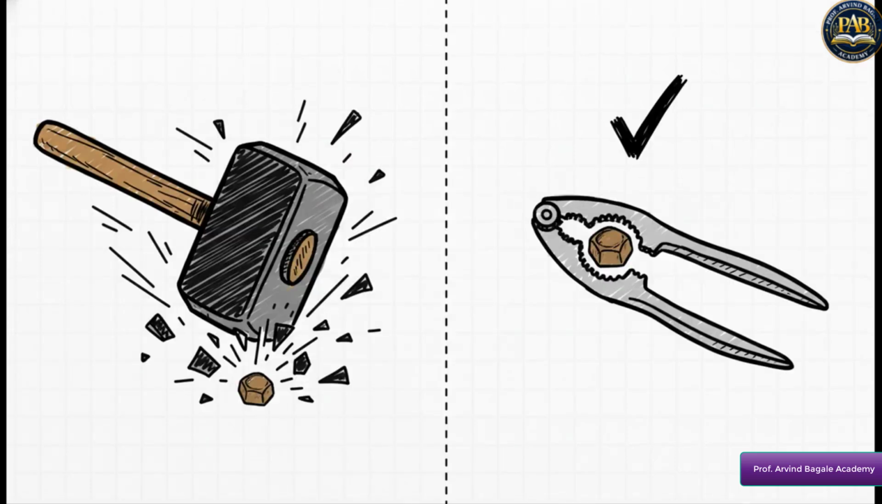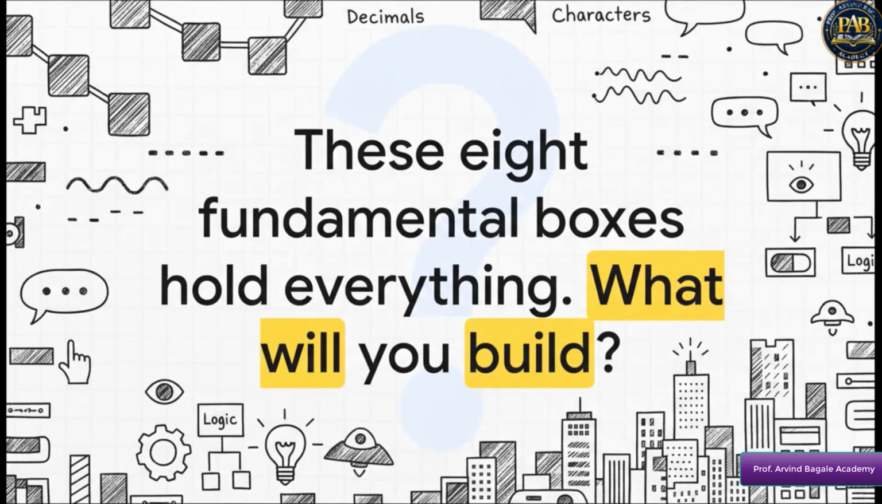And this matters, it really does, because picking the right tool for the job is one of the first hallmarks of a professional developer. Using a massive long where a tiny byte would do the trick is just inefficient. And these small choices, when you make them hundreds of times in a big project, they have a huge impact on your code's performance and how much memory it uses. Integers, decimals, characters, and logic. That's it. From the most complex 3D game engine to the simplest little mobile app, absolutely everything is built from these 8 simple tools. They are the foundation. So the only question left is, what will you build with them?